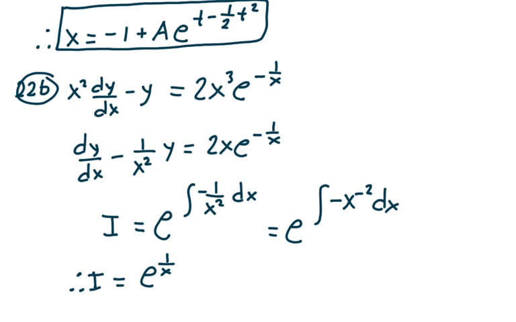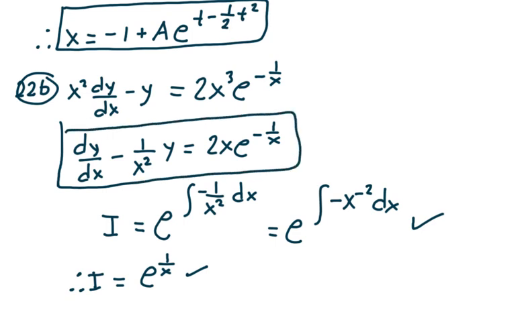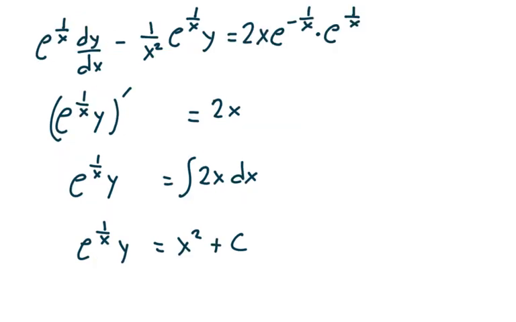So my integrating factor is e to the integral of negative 1 over x squared dx. But that's e to the integral of negative x to the negative 2 dx. And so therefore I is e to the 1 over x. That's my integrating factor. And so what I want to do is take this differential equation and multiply through by e to the 1 over x. So e to the 1 over x dy/dx minus 1 over x squared e to the 1 over x y is equal to 2x e to the negative 1 over x times e to the 1 over x.